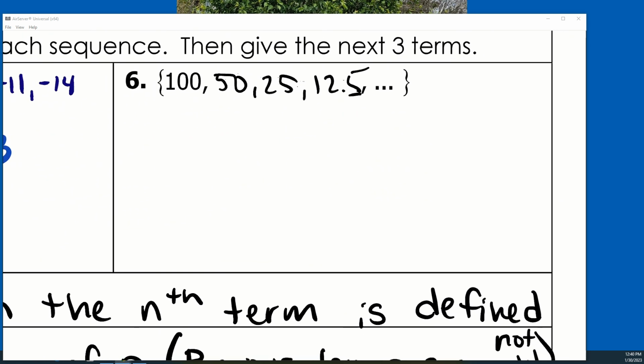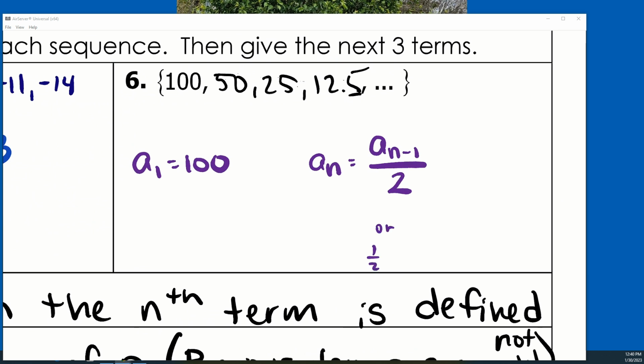Okay, let's look at this guy. We want to tell what the first term is. All right. And then what are we doing each time? Right. So you can say you're taking half, or you can say you're dividing by 2. Do you guys care which one? Taking half, dividing by 2? Okay. So we're going to take the previous term and divide it by 2. Or if you would rather, you could do 1/2. Whichever one you want. You don't have to write both.